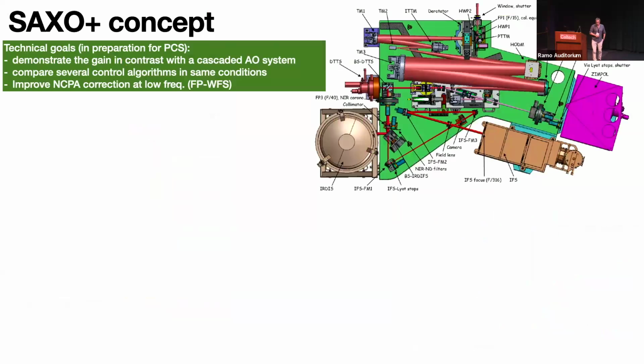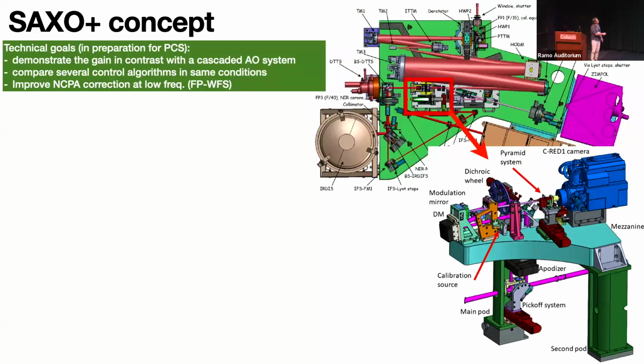So with these requirements, we have technical goals, being to demonstrate the gain in contrast with a cascaded AO system which combines a visible Shack-Hartmann in SAXO and an infrared pyramid in SAXO Plus. We also want to compare several control algorithms on the same platform and improve the correction of NCPA at low frequencies. So SAXO Plus will be fitting in this red box here.